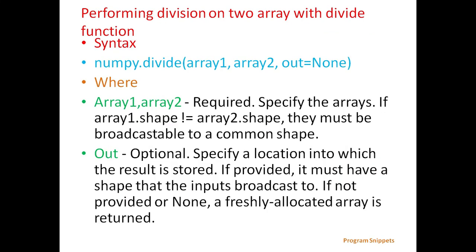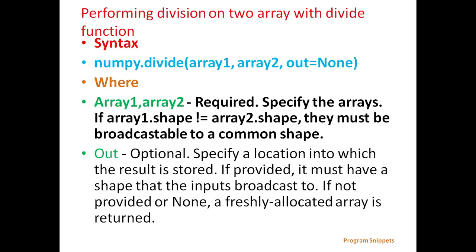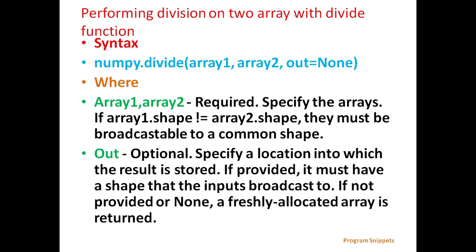Then we will see performing division with the divide function. The general syntax is numpy.divide with parameters array1, array2 and out, where array1 and array2 are required parameters which specify the arrays. If array1.shape is not equal to array2.shape, they must be broadcastable to a common shape. And out is an optional parameter which specifies a location into which the result is stored. If it is provided, it must have a shape that the input broadcasts to. If it is not provided or None, a freshly allocated array is returned.